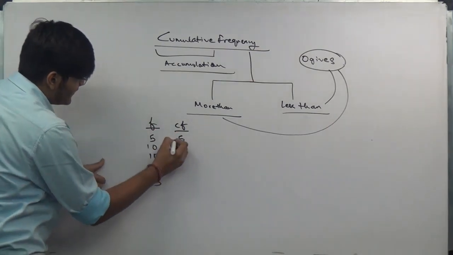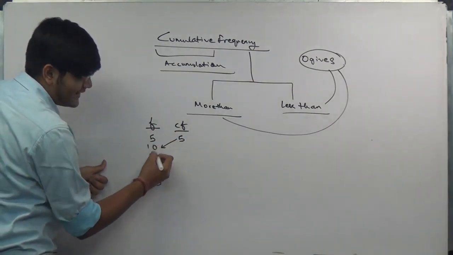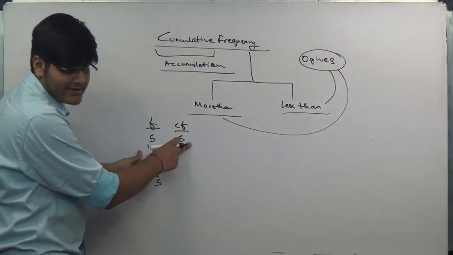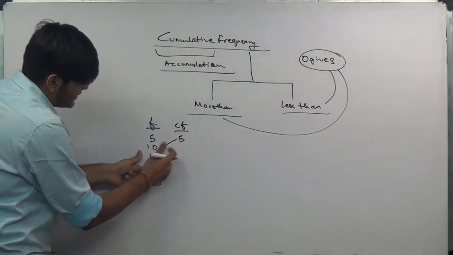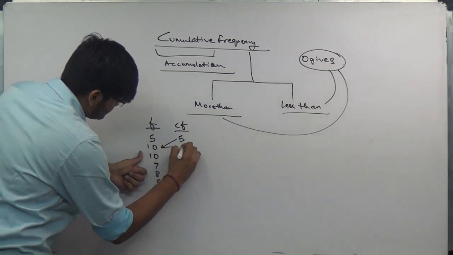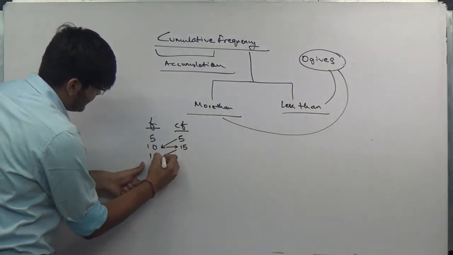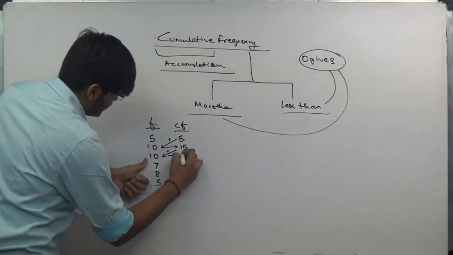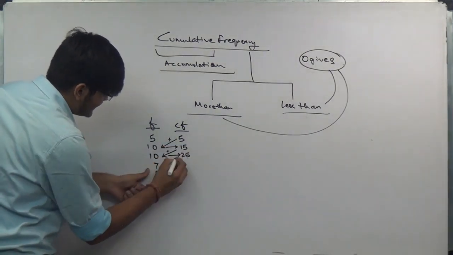Next, what we do, we add 5 with 10. With the next figure we add the cumulative frequency that we have got. 5 plus 10 comes to 15. Then again we add 15 and 10. What we get is 25. 25 and 7.